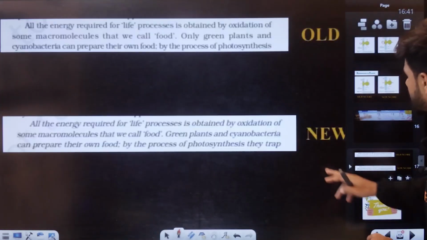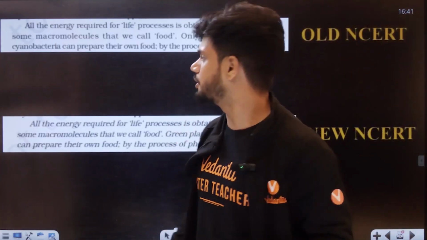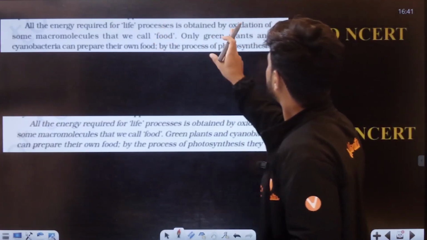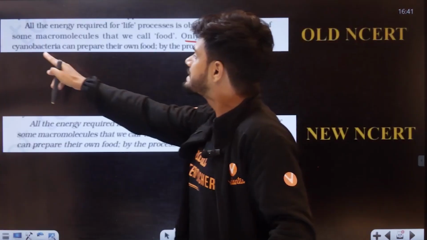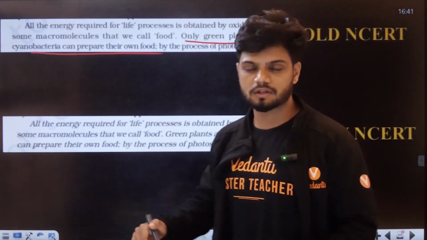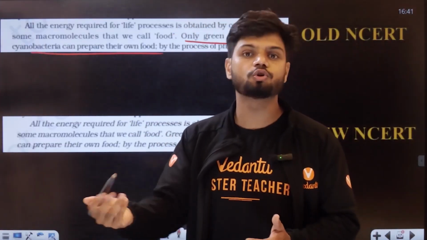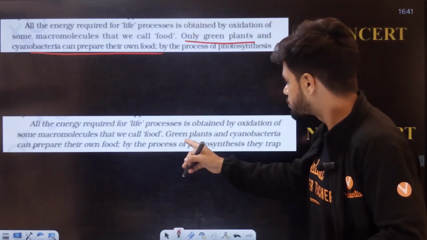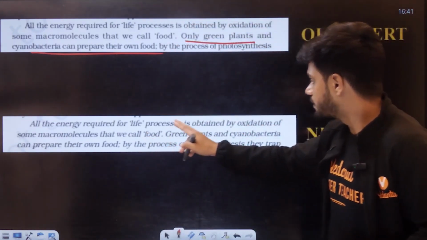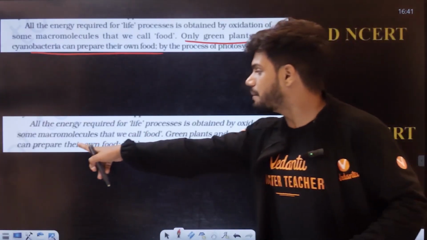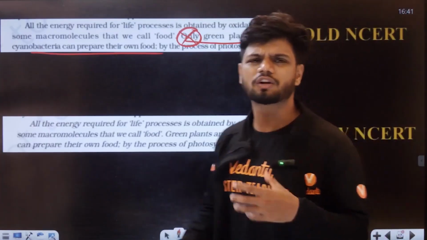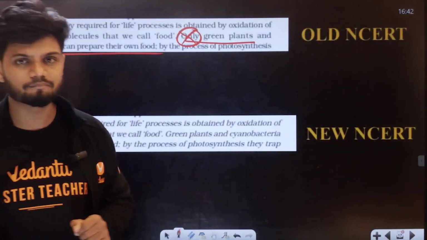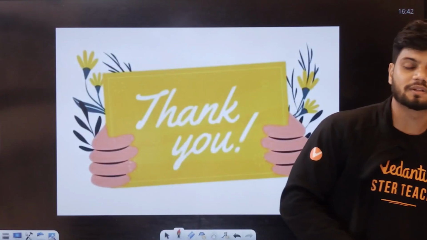Okay. Again, in the same chapter, there is a small change here. One word has been added. You can see here it says oxidation of some macromolecules that we call food. Only green plants and cyanobacteria can prepare their own food, which is obviously wrong because there are certain protists which can also do it, like Euglena. Now it has been changed to green plants and cyanobacteria can prepare their own food. So the word only has been removed. Okay students, those were all the changes with respect to botany.